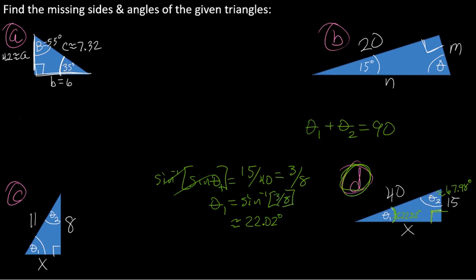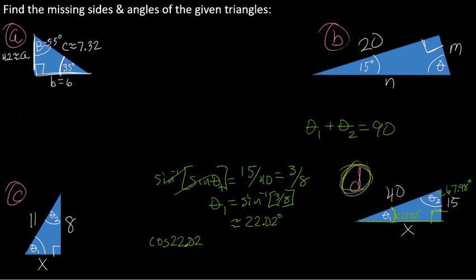Now I can calculate this missing side x. I'm going to continue using theta 1 just for funsies, and I'm going to use cosine. So cosine of 22.02, and again, you want to be copying and pasting if you can help it. Don't use these rounded decimal estimates, or if you do, go at least 4 or 5 decimal places so that it's really precise and close to what it should be.